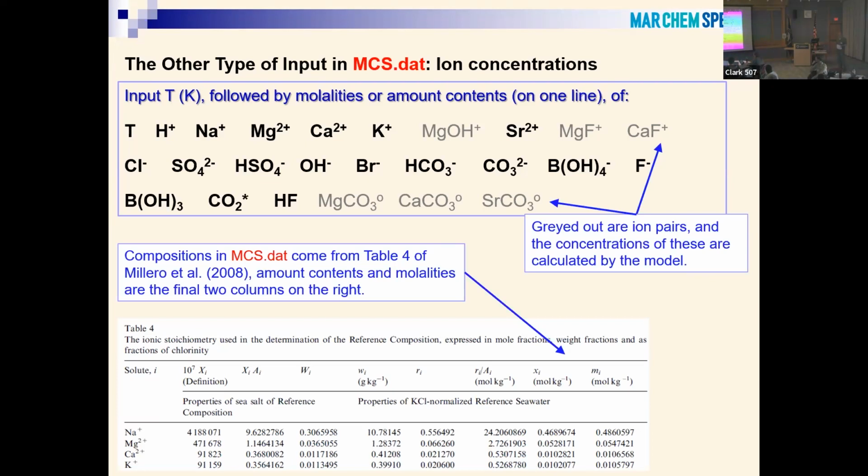And in the examples in all the downloads, the compositions for seawater in MCS.DAT come from Table 4 of the Millero et al. paper from 2008, where they tabulate these amount contents down here, and right on the end of the table are all of the molalities. So we work from that reference seawater composition for many of our examples.